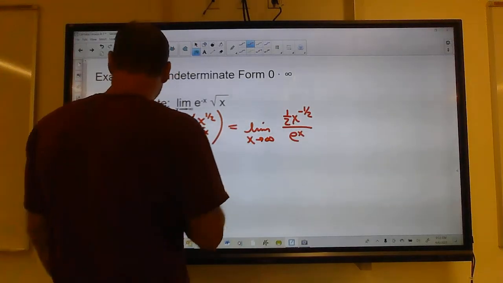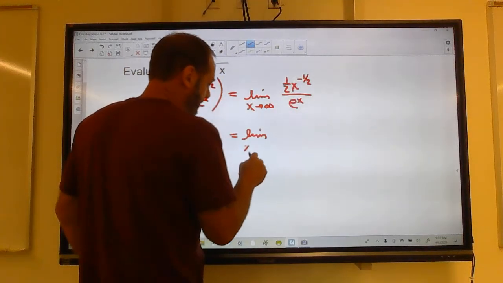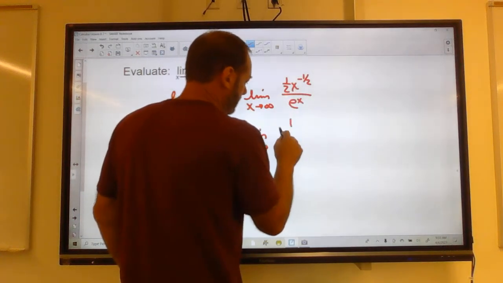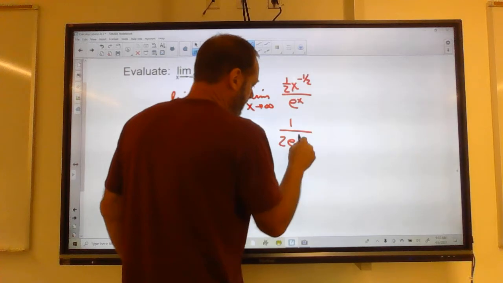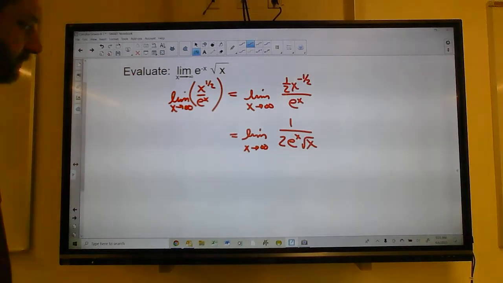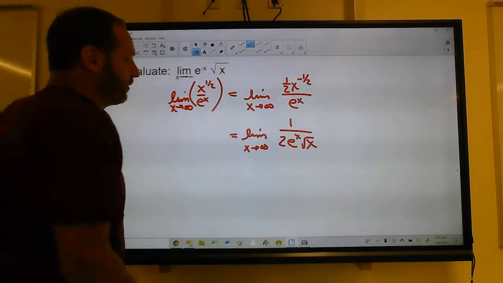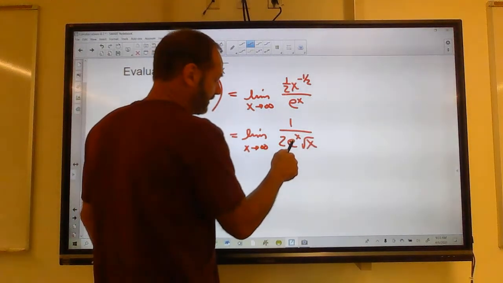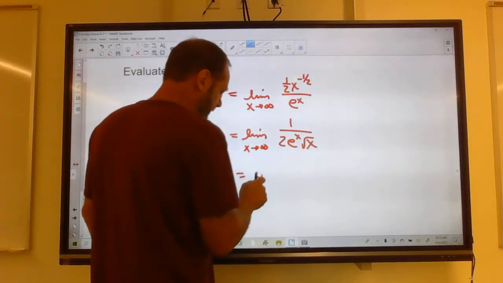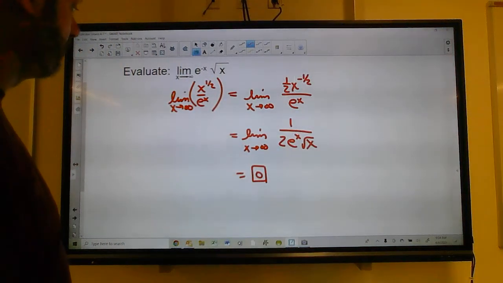Okay, now I got to do a little manipulation here, because this is going to go on the bottom because that's a negative power. So the only thing left on the top is going to be 1. The 2 is on the bottom, e to the x is on the bottom, and the square root of x is also on the bottom. Okay, now what happens as x goes to infinity? Well, this goes to infinity, that goes to infinity, this whole thing goes to infinity, so this has a limit of 0 because the numerator is just 1, and then the bottom goes to infinity, so that's going to be 1 divided by a huge number.